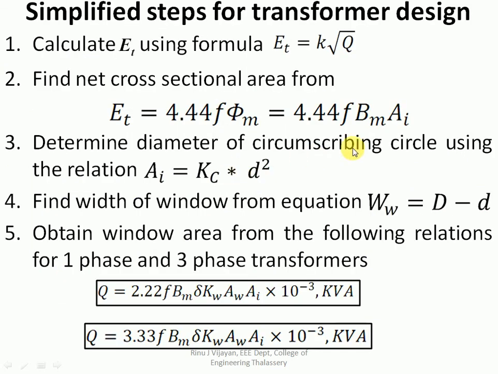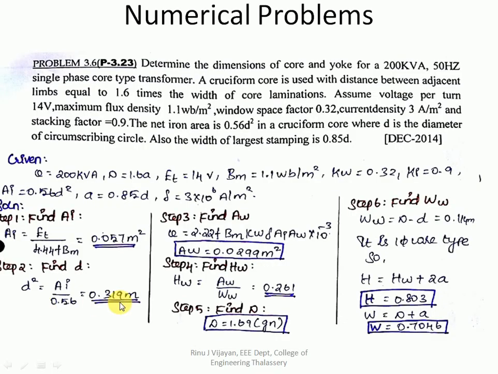Next we have to determine the diameter of the circumscribing circle. The diameter of the circumscribing circle is indicated as small d, and it can be found from the relation AI is equal to Kc into d square, where Kc is the core area factor. This relation we studied in the last video session. In the case of this cruciform core, the value of Kc is 0.56, and it's also given in the question too. So by using this relation we will be able to determine the diameter of the circumscribing circle, and it is found to be 0.319 meter.